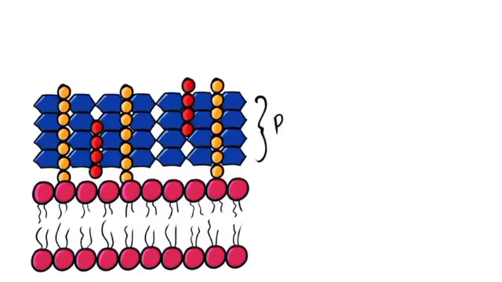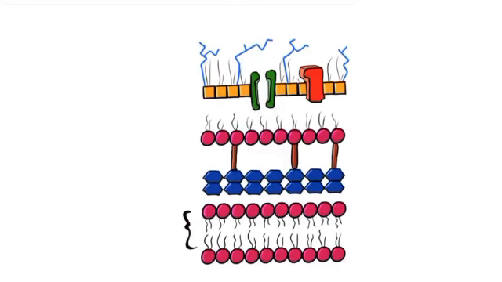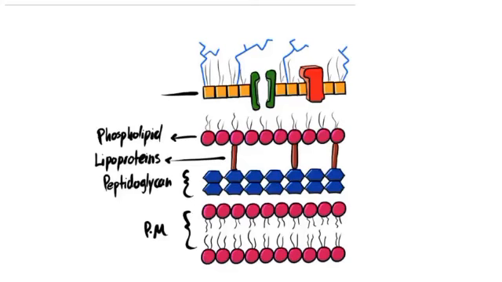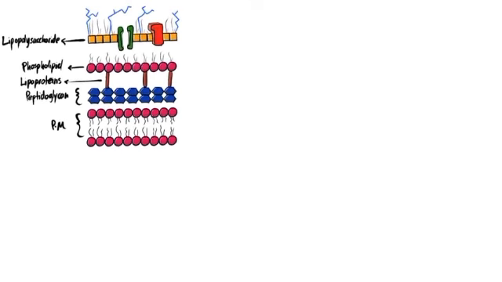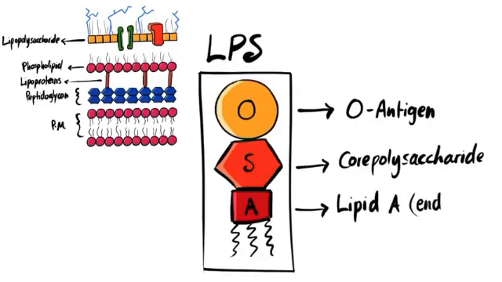Gram-positive bacteria have a thick peptidoglycan layer. This layer has teichoic and lipoteichoic acids. In gram-negative bacteria, outer to the plasma membrane, we have a thin layer of peptidoglycan, and then we have an outer membrane composed of phospholipids that has transport proteins and lipoproteins embedded into it. And the last layer in gram-negative bacteria is the lipopolysaccharide. The lipopolysaccharide layer is composed of three structures: O-antigen, core polysaccharide, and lipid A, which is also known as endotoxin. So we can conclude that endotoxins are only present in gram-negative bacteria.